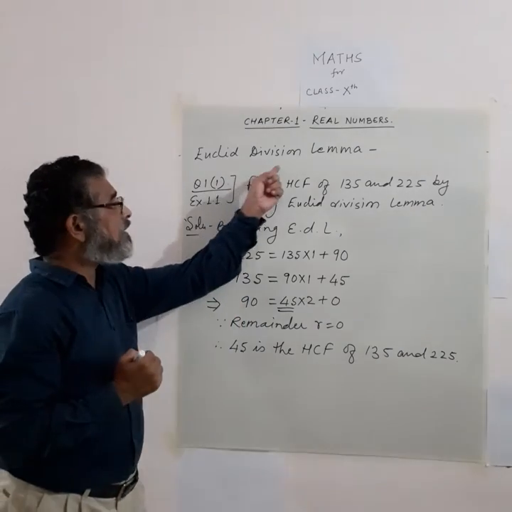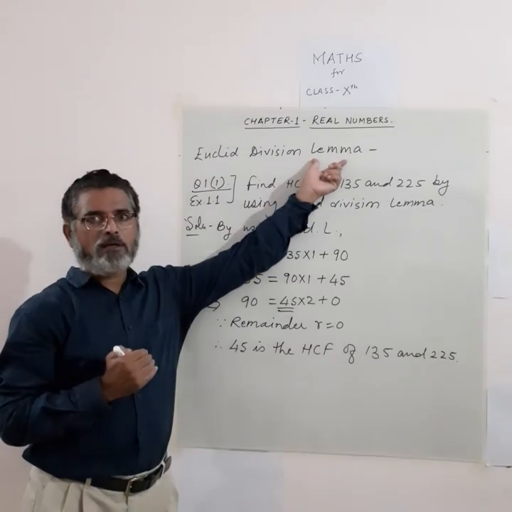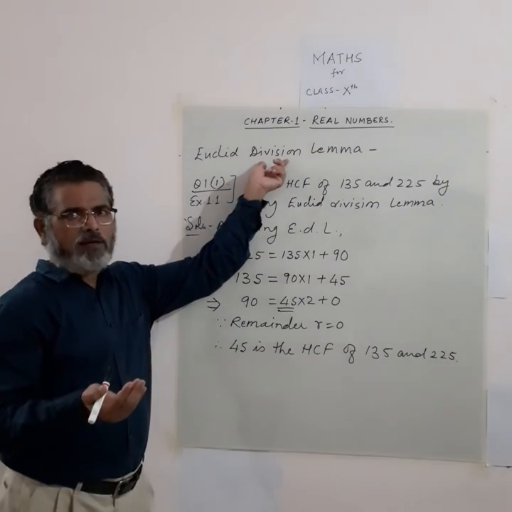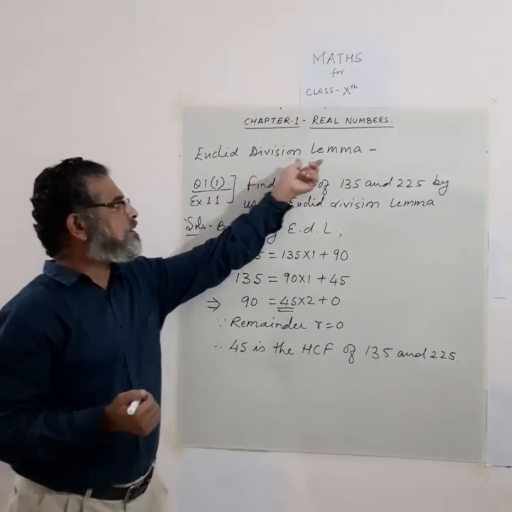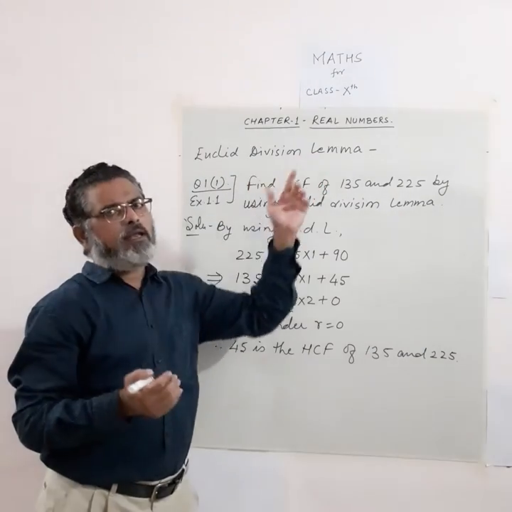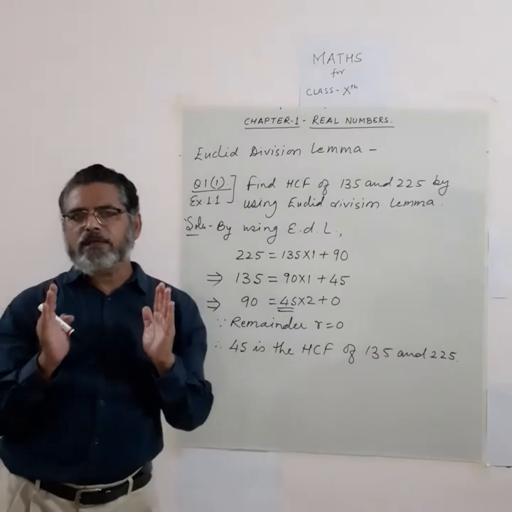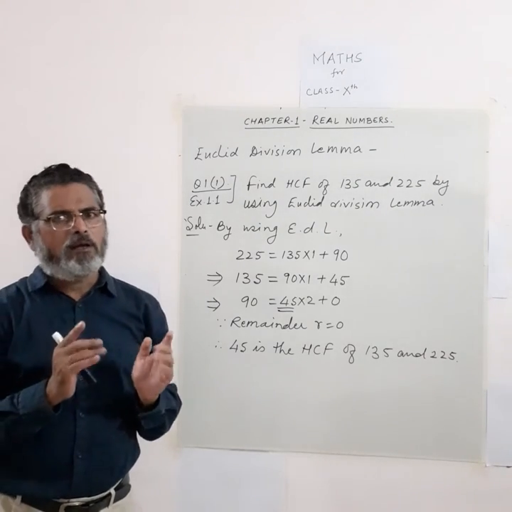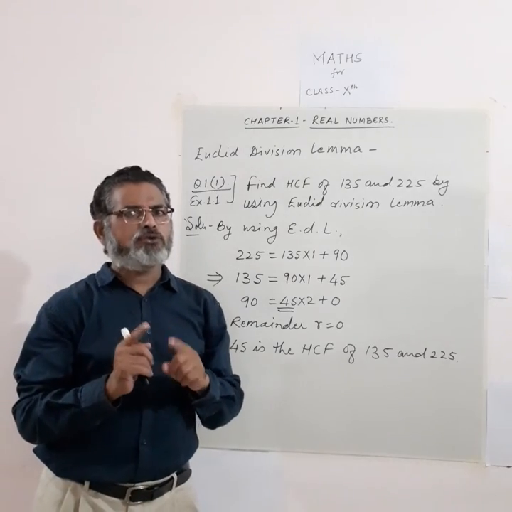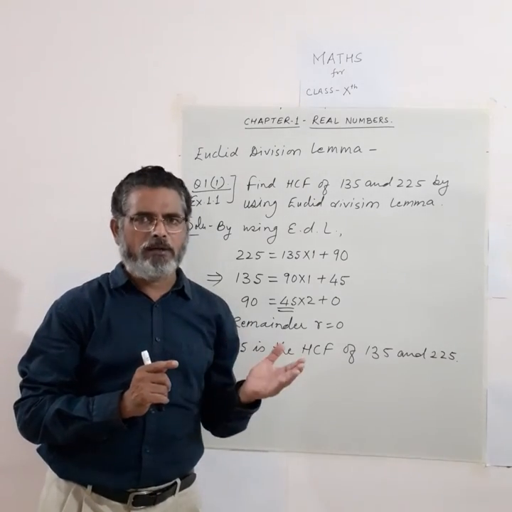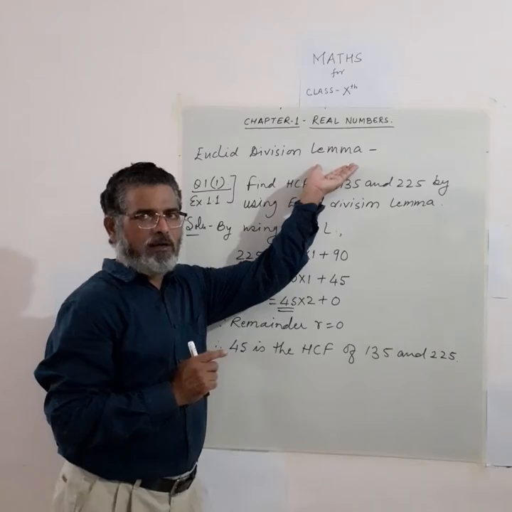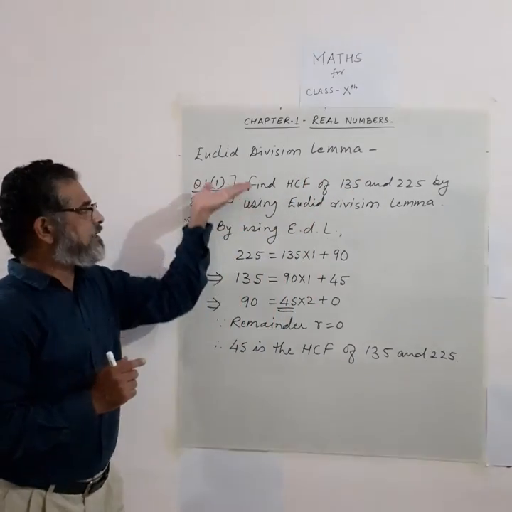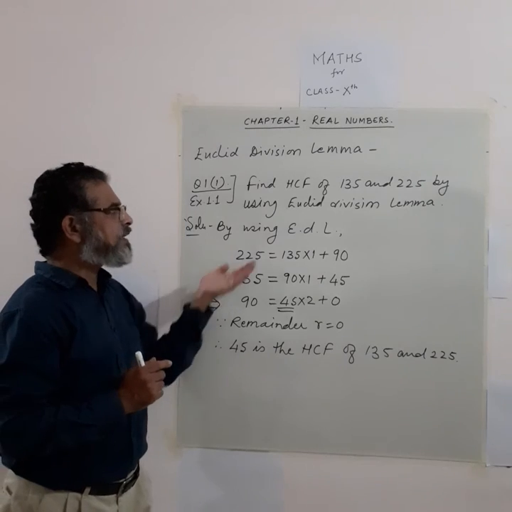And what is a lemma? This is also a new word. Euclid is the name of a person. Division is a mathematical operation. But the word lemma is a proven statement. A lemma is a proven statement which is used to solve some other problems. So that is the word lemma. I think you understand what the Euclid division lemma is.